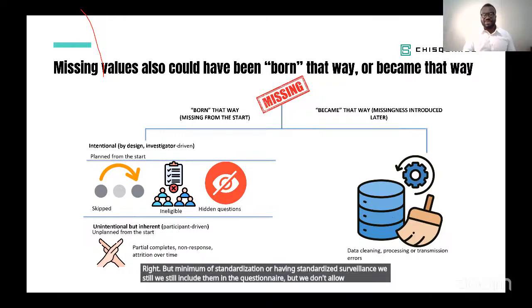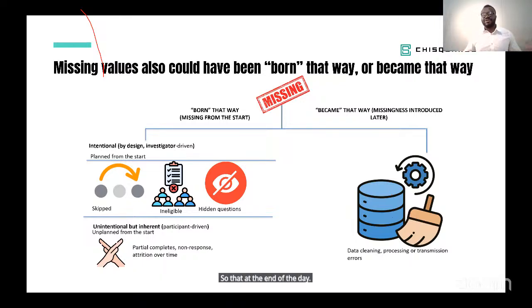We hide the questions so that at the end of the day, everybody in that country or in that region will have missing values for that data, although we will still have a variable for that question in the data set. So that's what we mean by hidden questions. We use that a lot in large surveillance systems. But again, the missingness is by design.